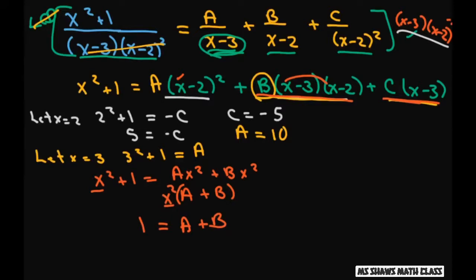Since these match up, you can just say that A plus B equals 1. The reason we did it that way is because we already know what A is. So we know 1 equals 10 plus B. Therefore, B must equal negative 9.